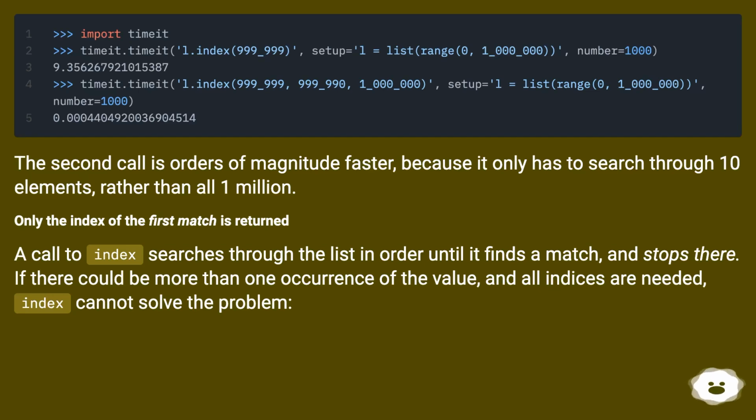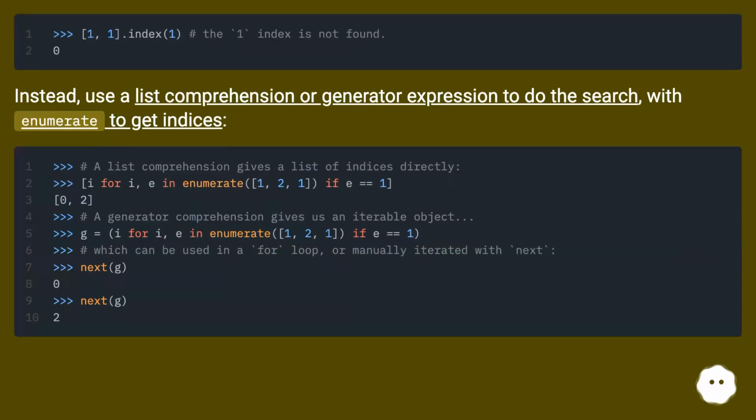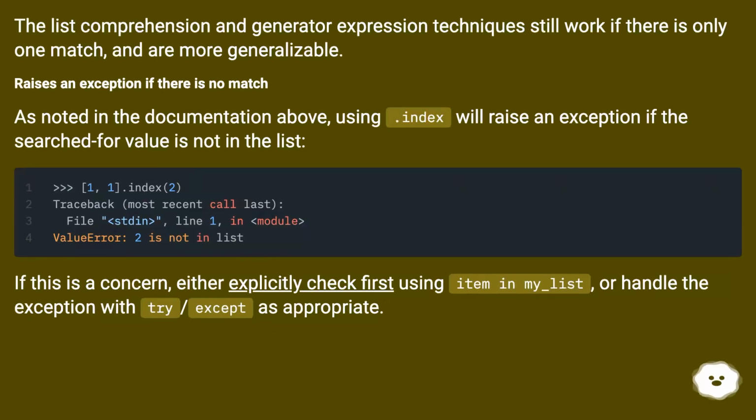A call to index searches through the list in order until it finds a match, and stops there. If there could be more than one occurrence of the value, and all indices are needed, index cannot solve the problem. Instead, use a list comprehension or generator expression to do the search, with enumerate to get indices. The list comprehension and generator expression techniques still work if there is only one match, and are more generalizable.